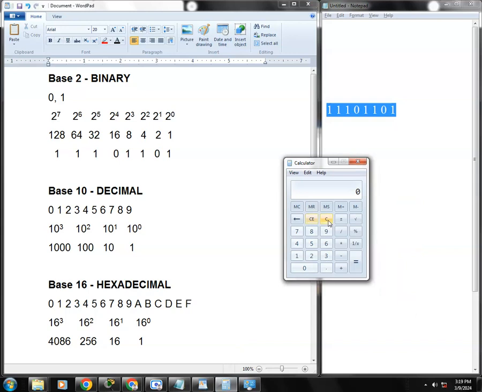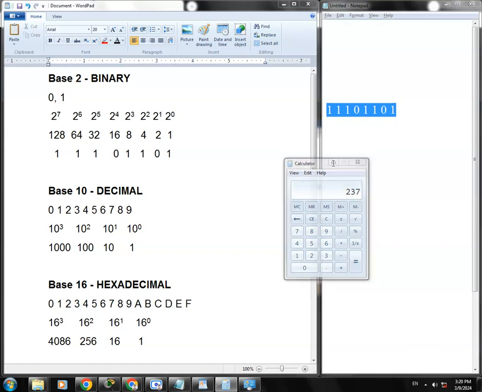So I'll add this 128. 128 plus 64 plus 32, and then we'll skip the 16 because it's 0. And then plus 8 and then plus 4, and then we will skip the 2 because it's 0, and then plus 1. So we got here a total of 237.